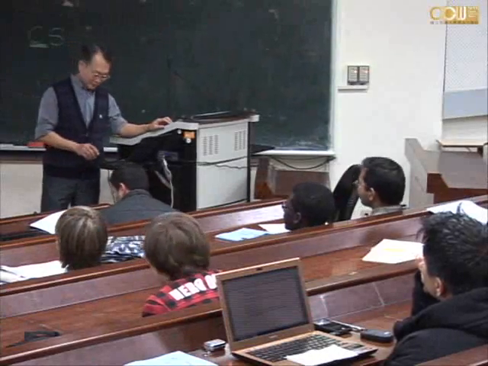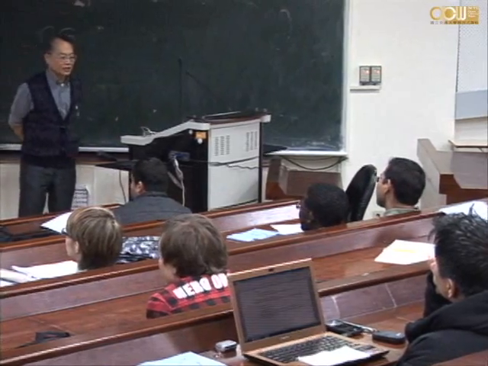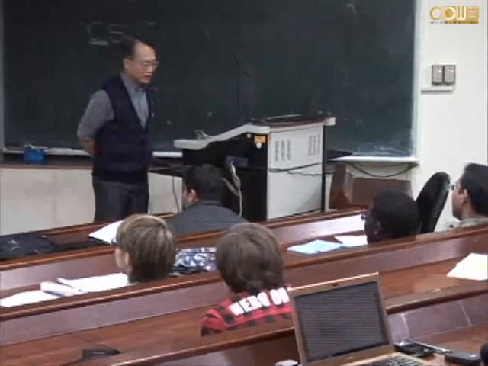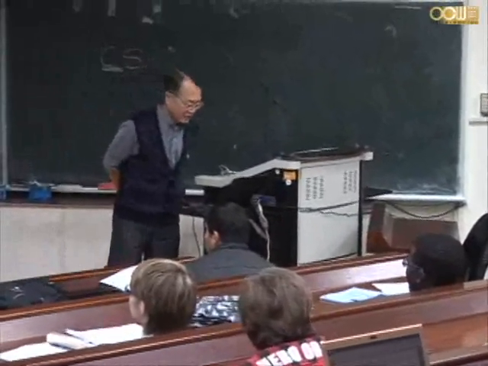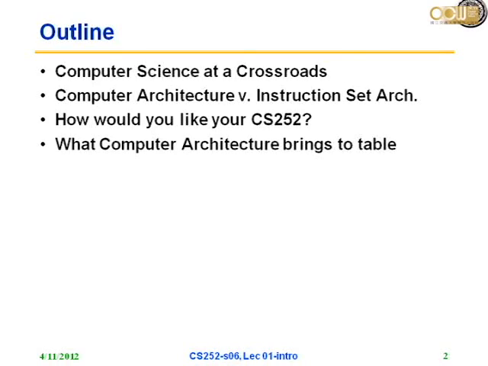Lecture 1 Introduction. Outline: computer science at a crossroad, and then computer architecture versus instruction set architecture. And how would you like your CS 252? 252 is the course number at UC Berkeley.